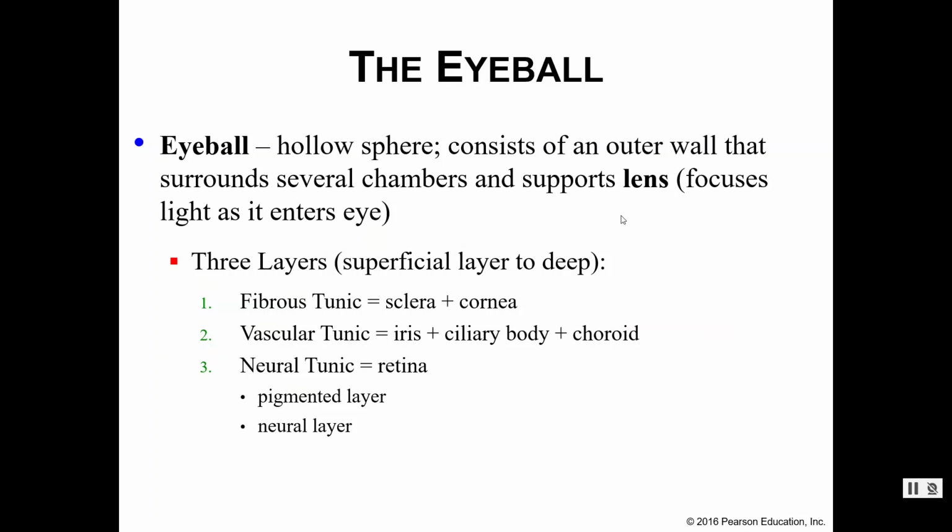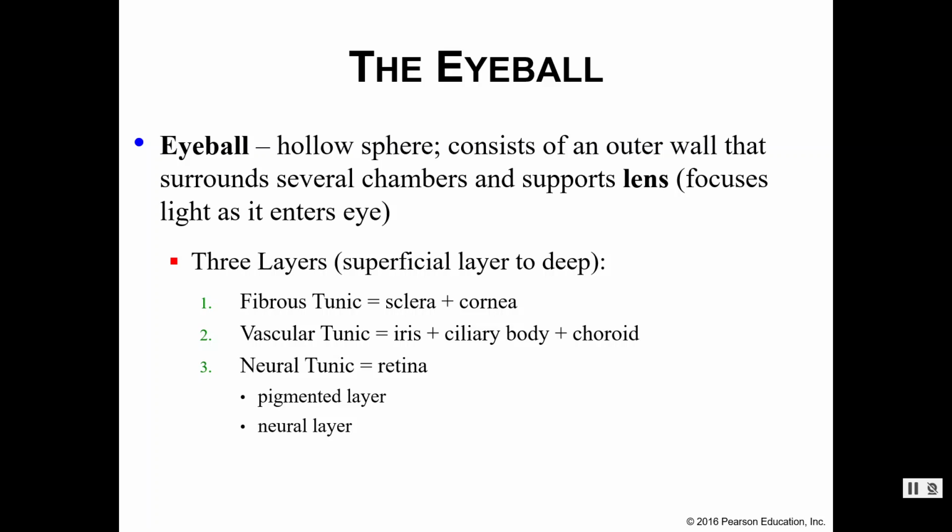You have an outer wall that surrounds a couple of chambers that we'll discuss, and we also have the function of supporting the lens. Now, your lens, which a lot of people have heard of, the lens of the eye, is responsible for helping focus light as it enters the eye, and we'll mention the lens a couple of times throughout. Now, your eyeball itself, we've got 3 layers.